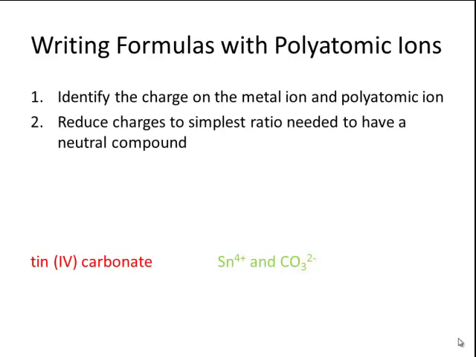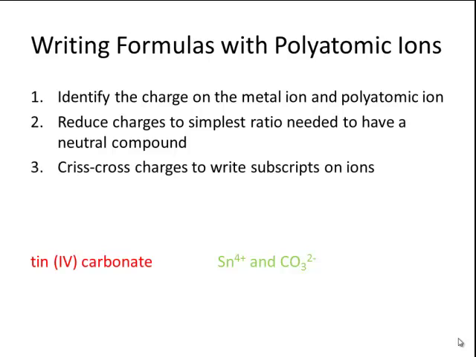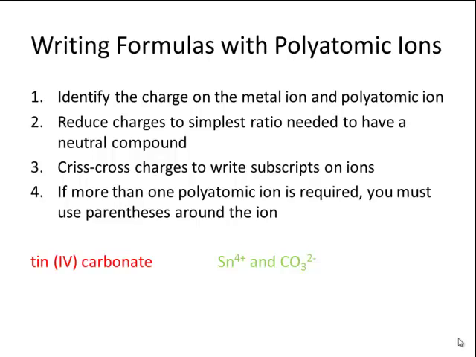Then I reduce the charges to the simplest ratio needed to have a neutral compound. So in this particular example, the charges of 4 and 2 can be reduced to 2 and 1. And then I crisscross those charges to write the subscripts. So I'll need 2 carbonates to balance out the charge on the 1 tin. But because I need 2 carbonates, and carbonate is a polyatomic ion, I have to put parentheses around that ion before I write the subscript.